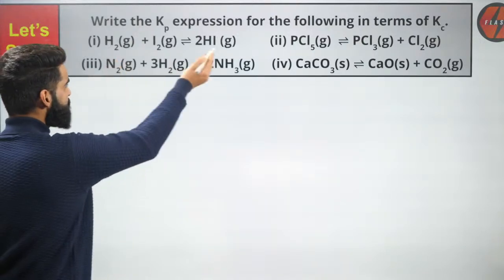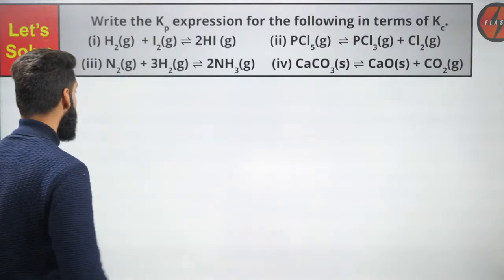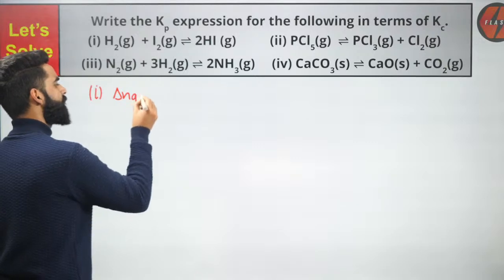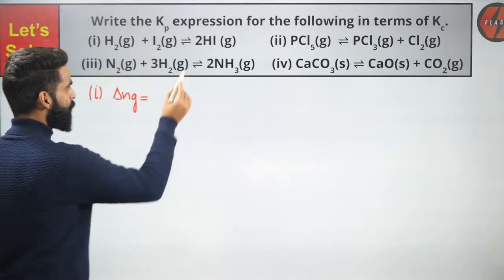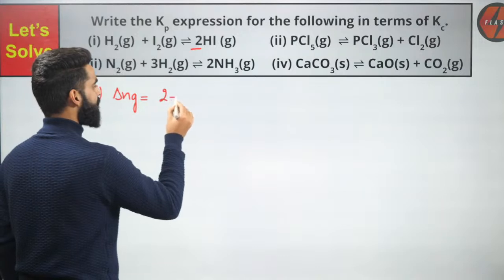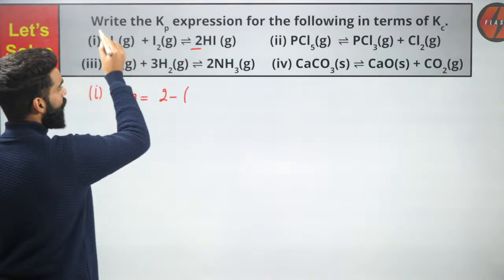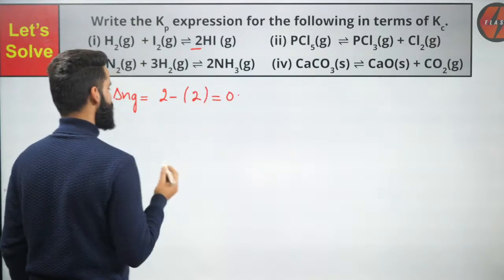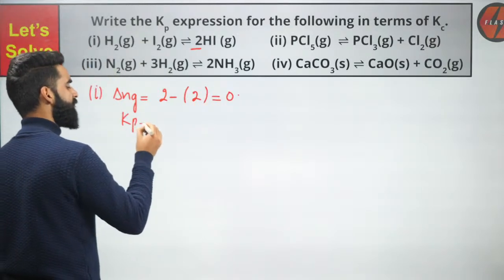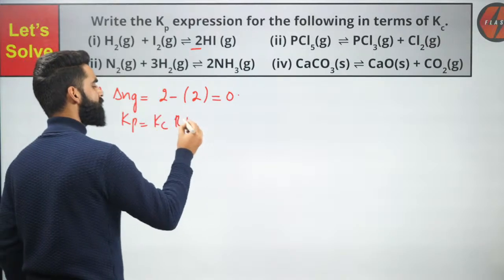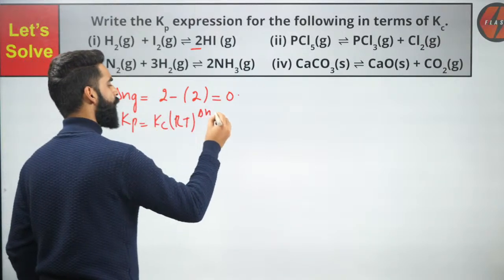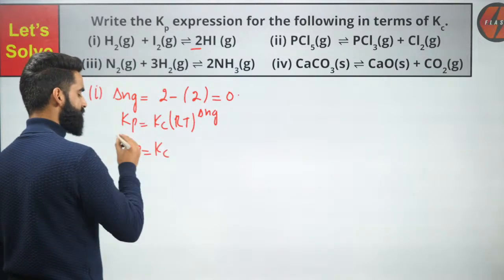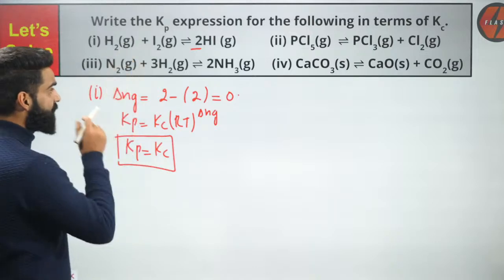All right, guys. The first reaction which we have, if I want you guys to calculate delta Ng for the first reaction, what do you think will be the value of delta Ng? Number of moles of gaseous products, which is 2, minus number of moles of gaseous reactants. So over here it's going to be 1 plus 1, that is 2. So delta Ng value I got as 0. If delta Ng is 0, we know Kp is equal to Kc (RT) to the power delta Ng. And since delta Ng is 0, that means Kp for the reaction will be equal to Kc.